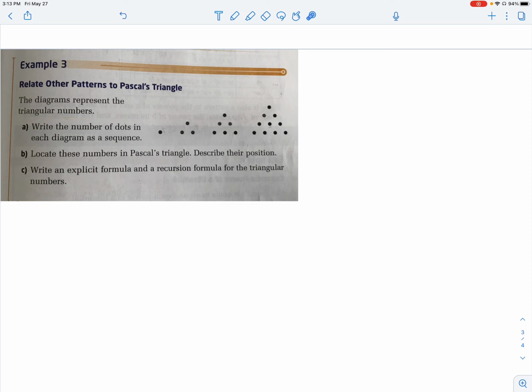We have 1, 3, and the next one is 6. And then the next one we have 4 and 3 is 7, plus 3 is 10.